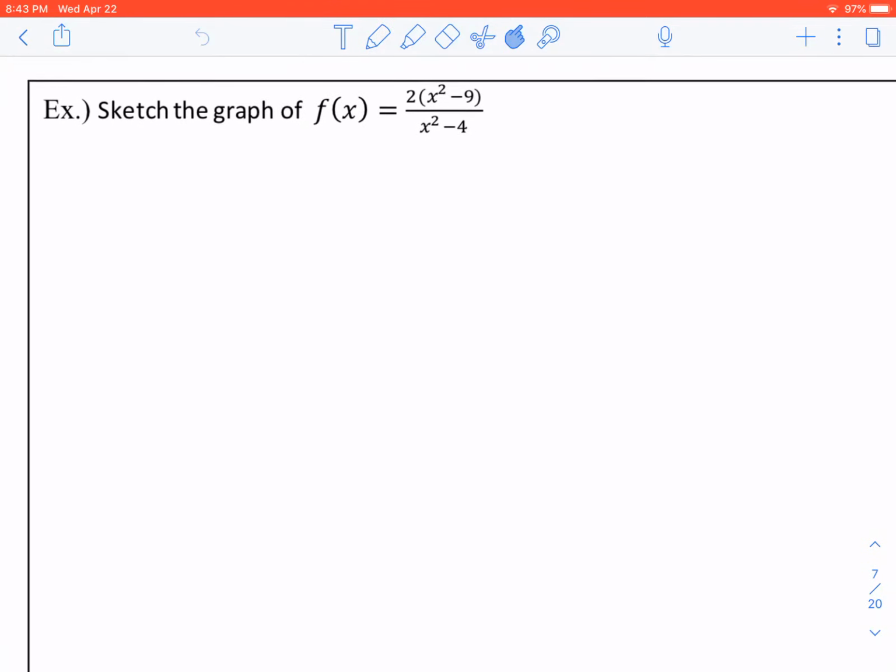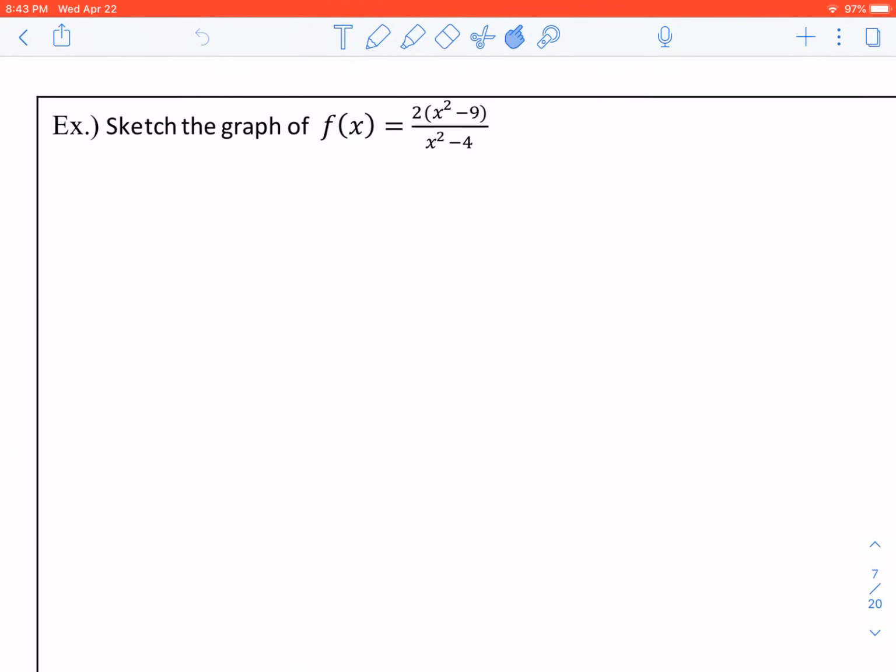And the domain of our function is going to be all real numbers except for plus or minus 2, because that is where our denominator is equal to 0. And I should say also that this function does not reduce. So the domain is going to be all x such that x cannot equal plus or minus 2. And feel free to use different notation to write that.